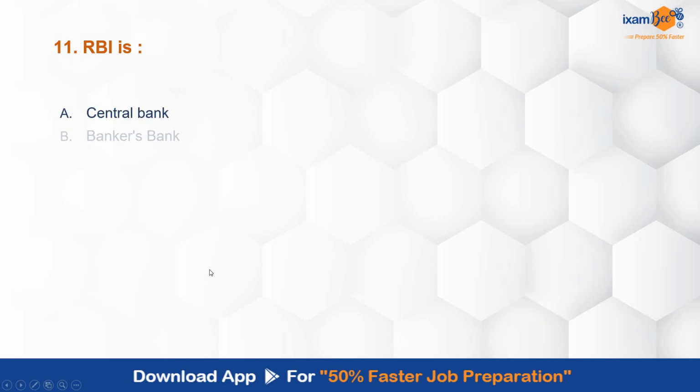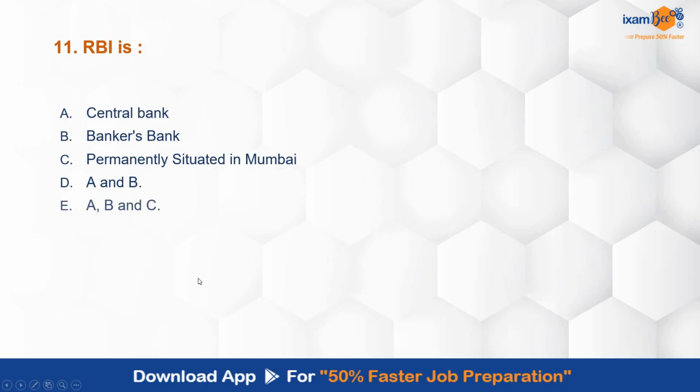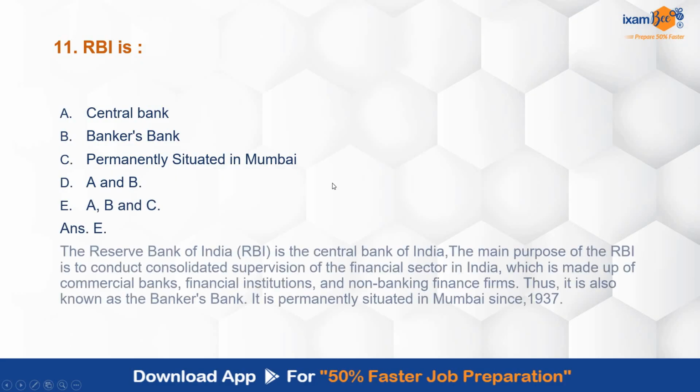RBI is central bank, bankers bank, permanently situated in Mumbai. A and B, A, B and C, all are correct. Very easy. Correct answer is E. All of these are correct. Central bank है. ये basic history और current affairs RBI की तो आपको पता ही होनी चाहिए. ऐसा नहीं कि सिर्फ legislation में से directly pick करके questions पूछे जाएंगे. In and around you have to study.